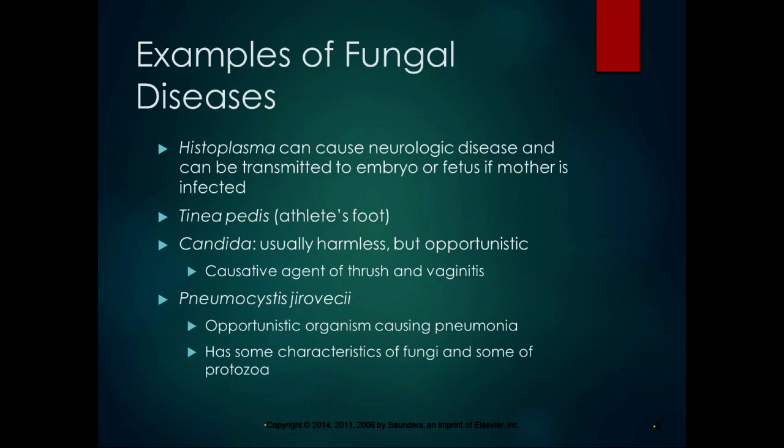Candida is usually harmless, but it's opportunistic. So Candida is the causative agent of thrush and vaginitis. So when they talk about having a yeast infection, Candida is the organism. Pneumocystis jirovecii is an opportunistic organism, another one that causes pneumonia. It's fungal pneumonia. It's a weird organism. It has some characteristics of fungi and some of protozoa. So they're both eukaryotes, but it's kind of in its own little subcategory.